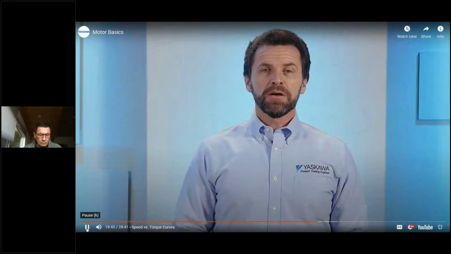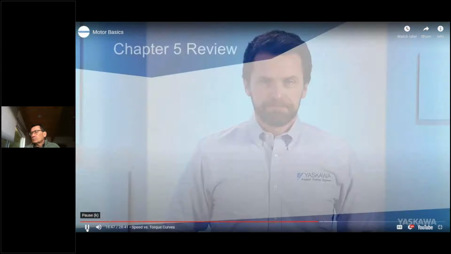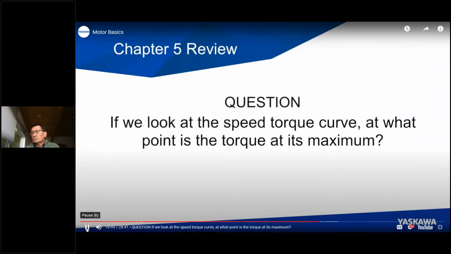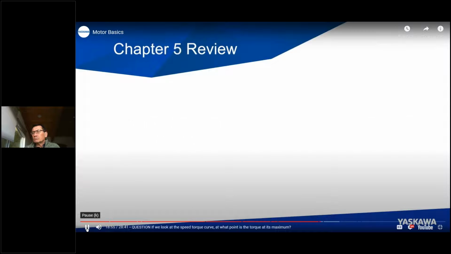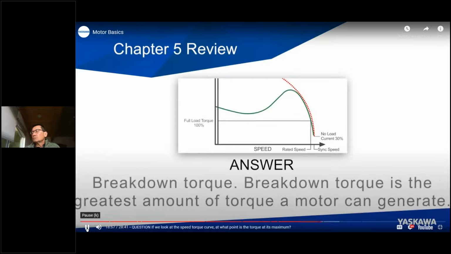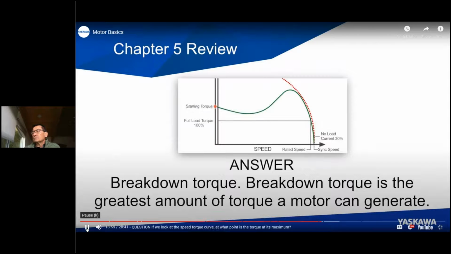Well, here comes another quiz question. If we look at the speed-torque curve, at what point is the torque at its maximum? Did you come up with breakdown torque? I hope you did, as breakdown torque is the greatest amount of torque a motor can generate.